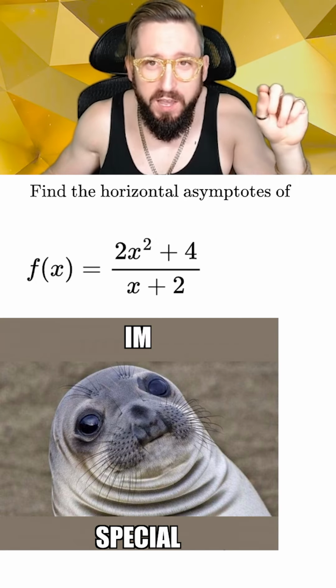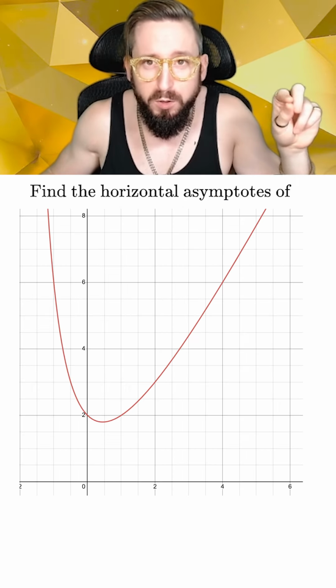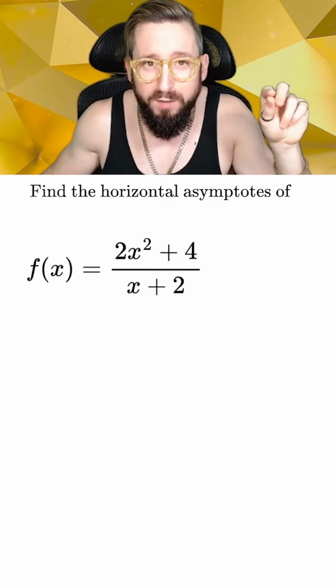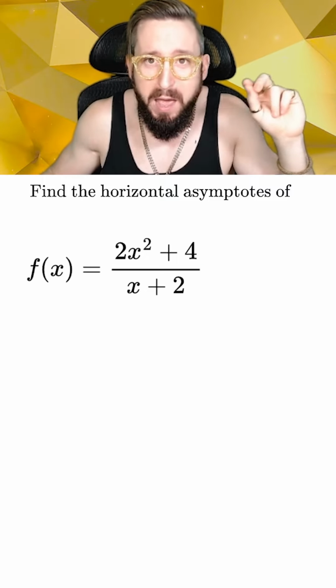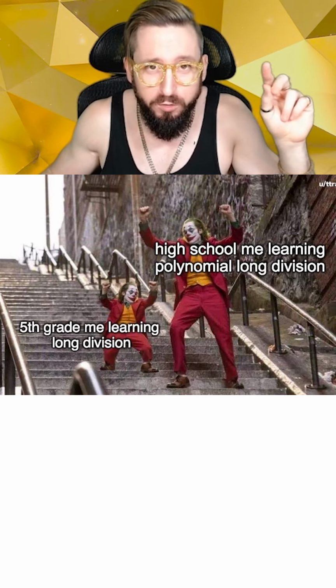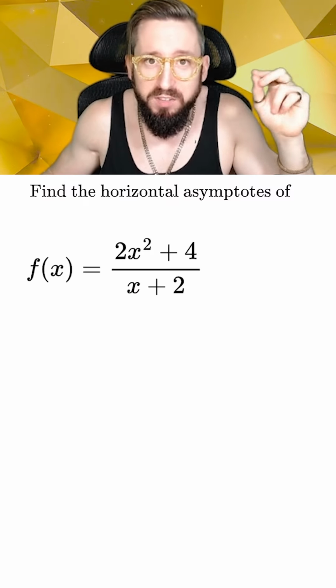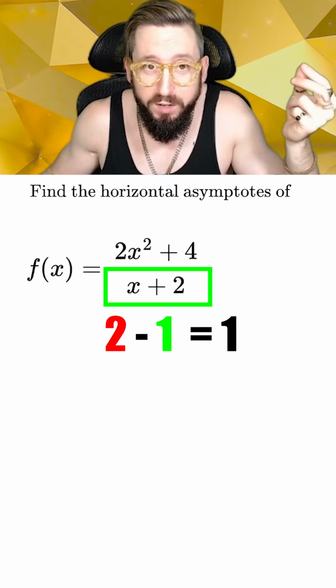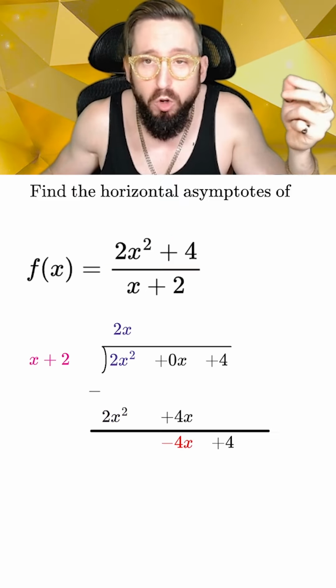Now there's one special case you have to look out for when finding horizontal asymptotes, and this occurs when the highest effective power of x on the top is exactly 1 more than the highest effective power on the bottom. When this happens, we need to do polynomial long division first before taking our limit at infinity. In this example, the highest effective power is 2 on the top and 1 on the bottom, which is a difference of 1. So we're going to rewrite this fraction by doing polynomial long division.